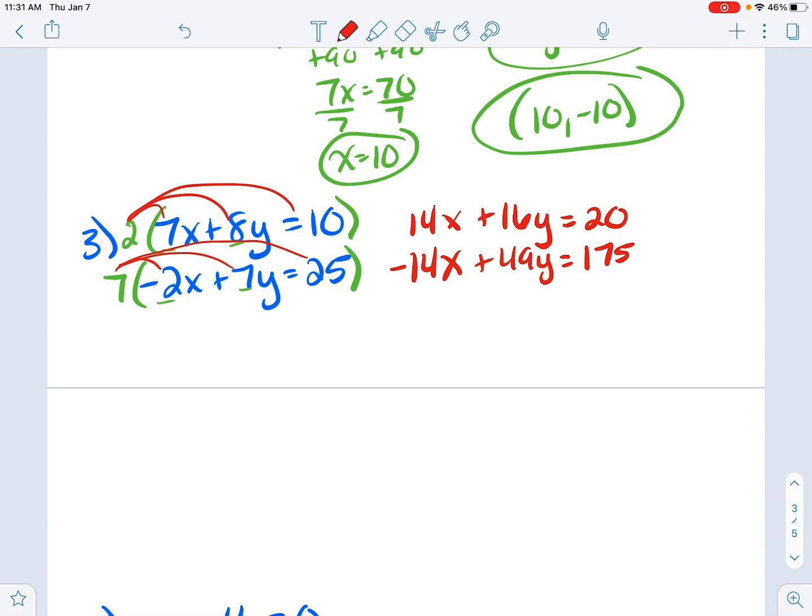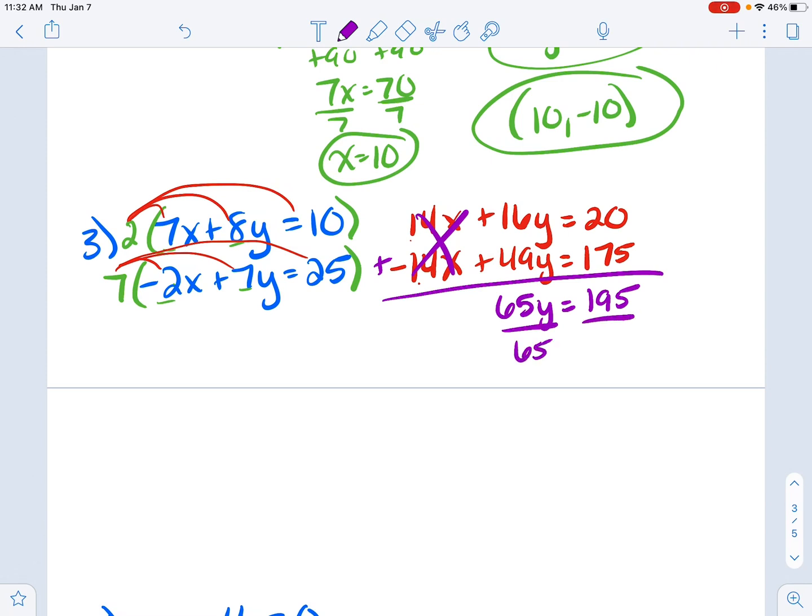All right, so double check your x's and y's. Make sure that you have one of the variables with the same number, opposite sign. And we do. We have our x's. We have 14 and negative 14, so we can go ahead and add our equations together. So 14 plus negative 14, those are gone. 16 plus 49 would leave us with 65y. And 175 plus 20 would leave us with 195.